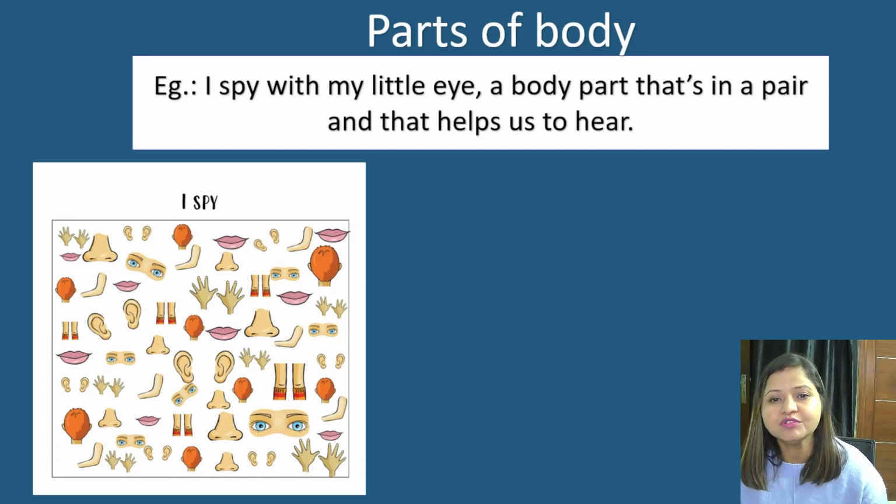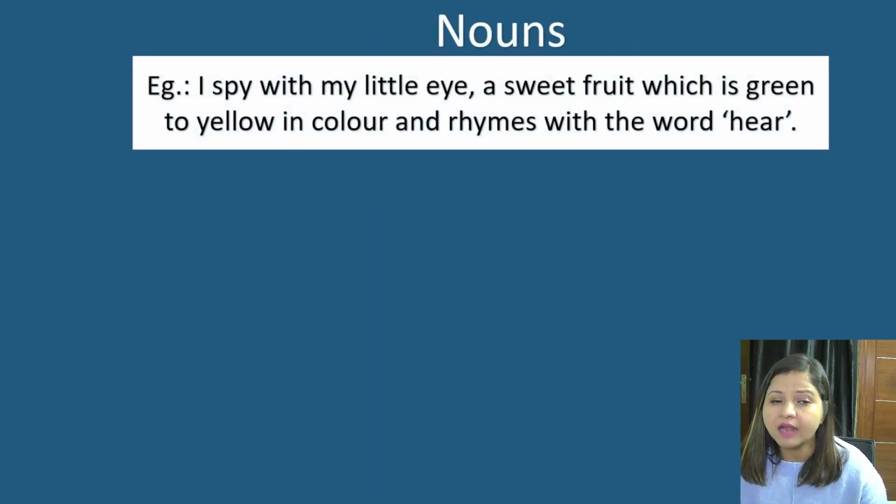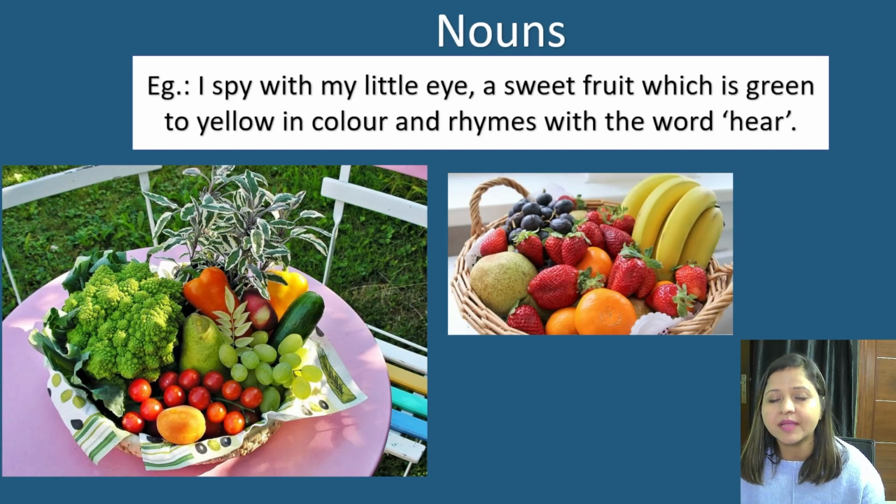So up to you how you take it up. Let's take one more example, slightly upper grade, nouns. So you can take up nouns also. I spy with my little eye a sweet fruit which is green to yellow in color and rhymes with the word here. So what is this fruit? Again, you can show a collage of fruits, or you can simply ask them, or if you want to make them run to their kitchen or refrigerator and bring that fruit to you, it's completely your choice.